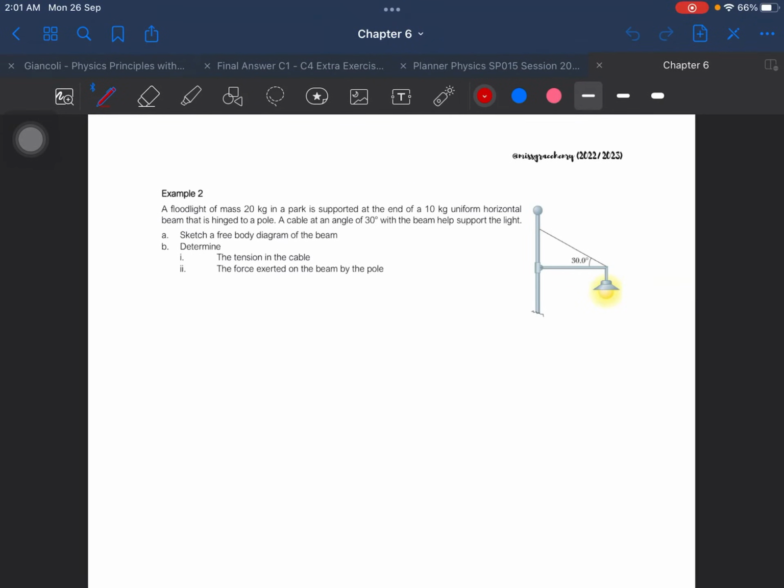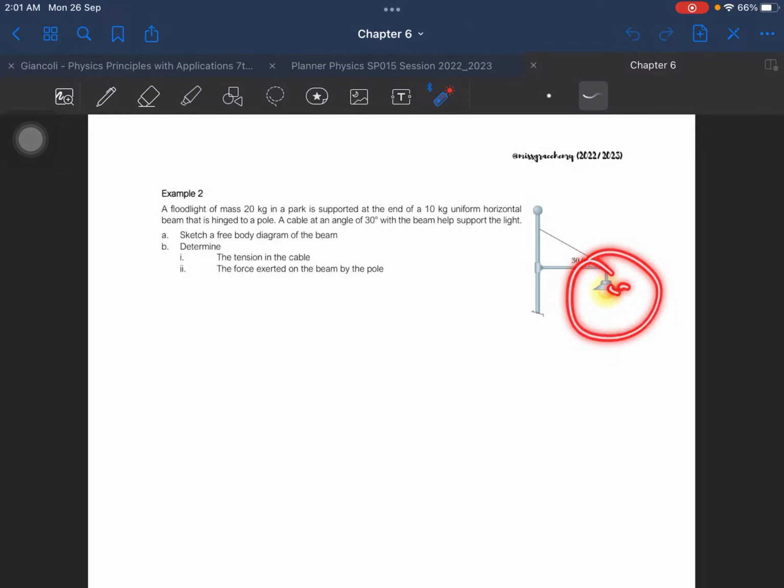Okay, example number 2. So a floodlight of mass 20 kilogram, this is the floodlight. It is in a park supported at the end of a 10 kilogram uniform horizontal beam that is hinged to a pole. So a cable at an angle 30 degree with the beam helps support the light. So that is the cable here. So we have to sketch a free body diagram of the beam, and lastly we have to determine the tension in the cable and the force exerted on the beam by the pole.